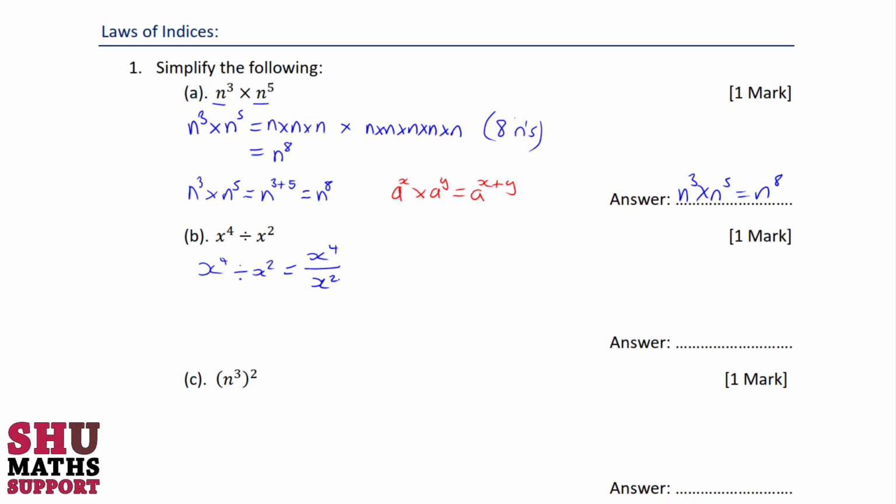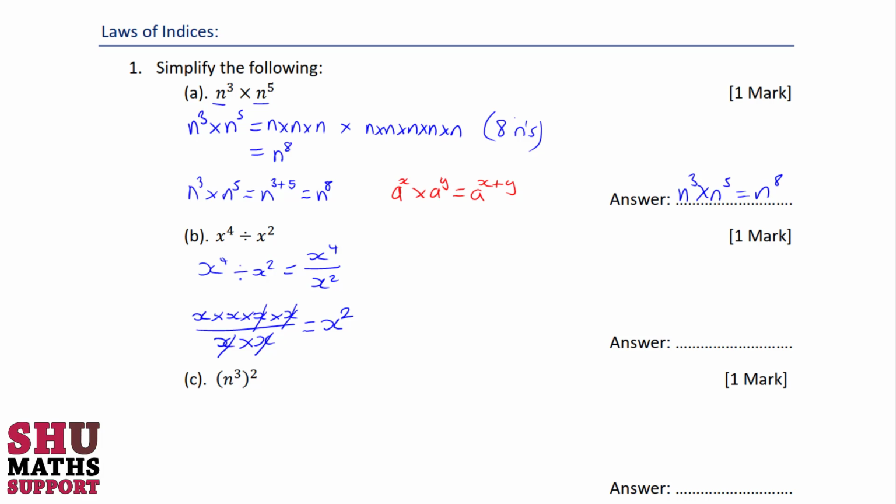So if we write out the full thing as we did before, so we have x times x times x times x over x times x, we can see that since everything on the numerator is multiplied together and everything on the denominator is multiplied together, we can actually cancel these two x's here with two x's on the top. And then that would leave us with x times x, which is equal to x squared. But same again, there is a rule that we can use to do this a lot quicker, because if we have more complicated examples, that would take a long time.